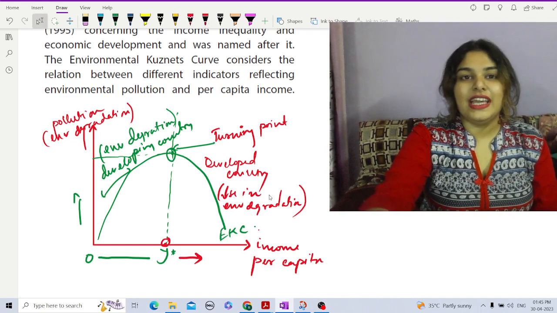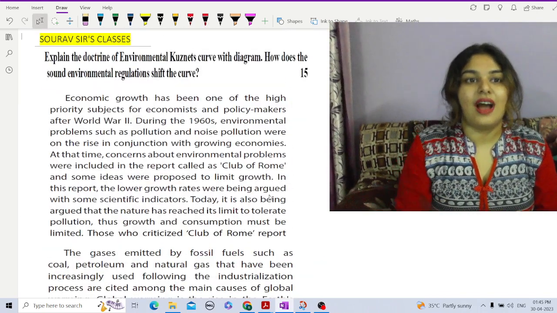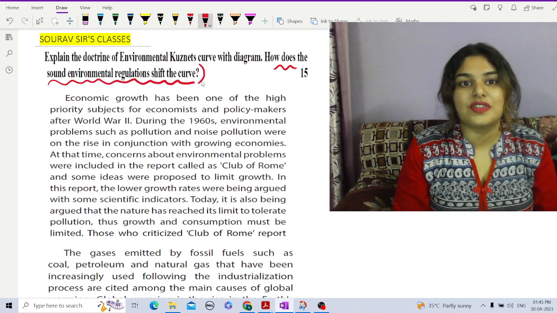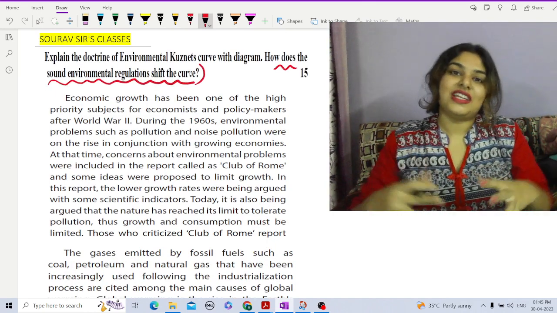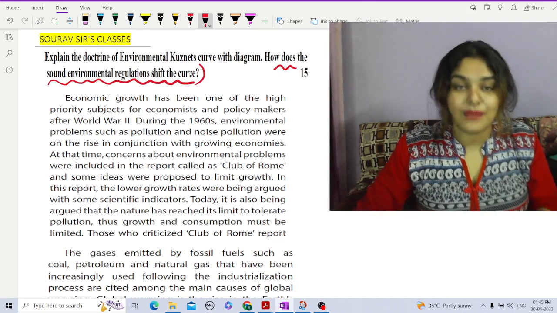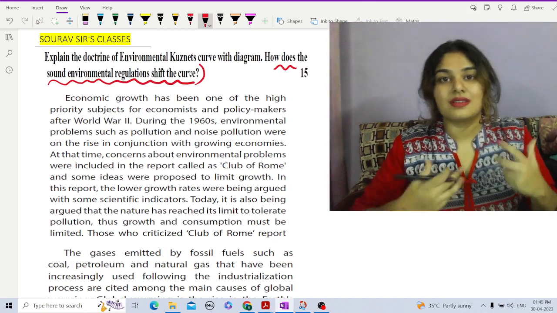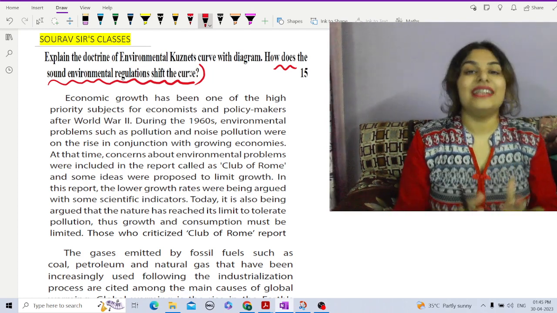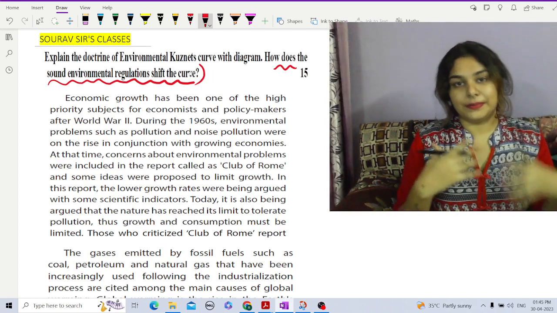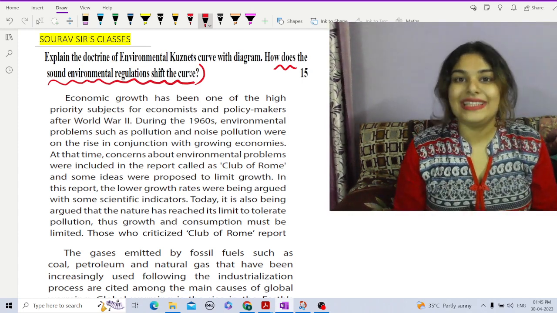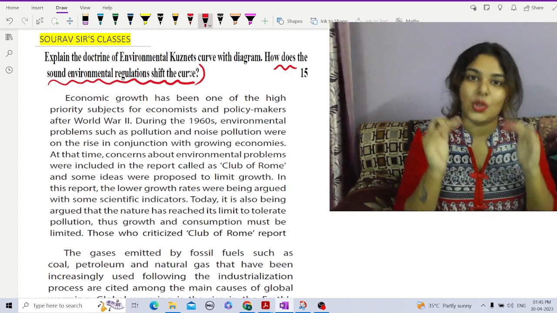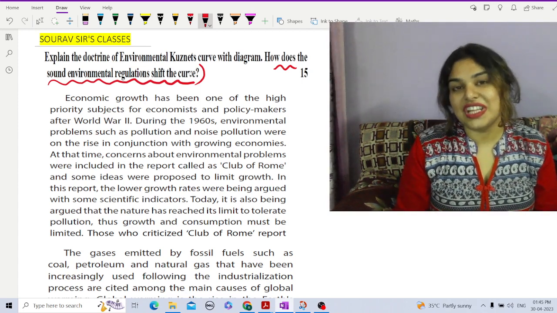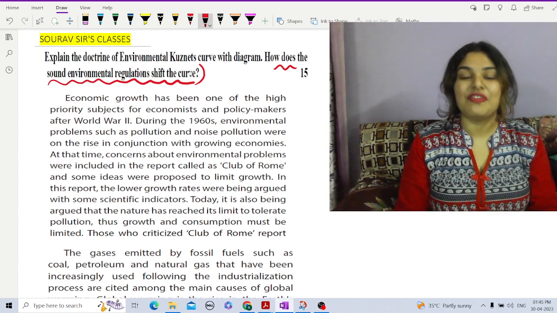Now the tail question regarding this is: how does the sound environmental regulation shift the curve? So yes, if there is sound environmental regulation, like the country is more concerned about regulating its pollution level and maintaining a proper pollution level for a healthy environment, then even at a certain low level of income, the pollution level can be decreased, and as a result, the Environment Kuznets curve will shift to the left.